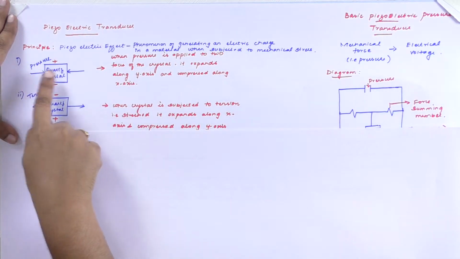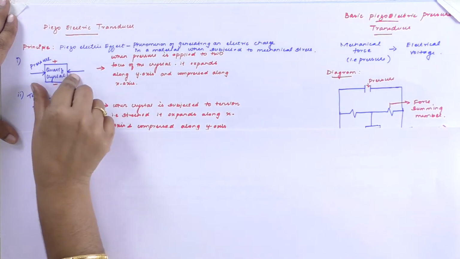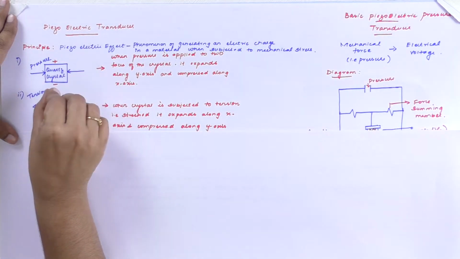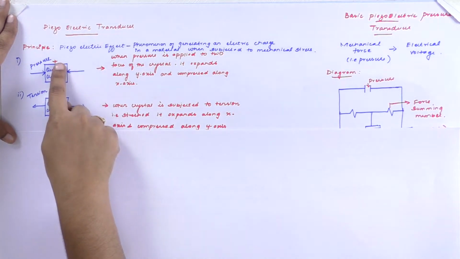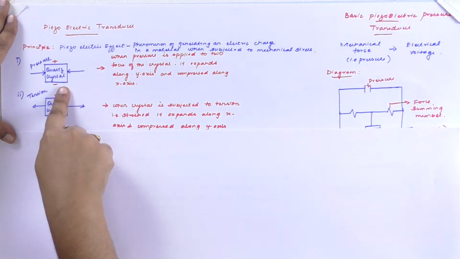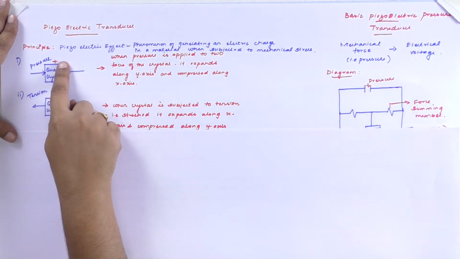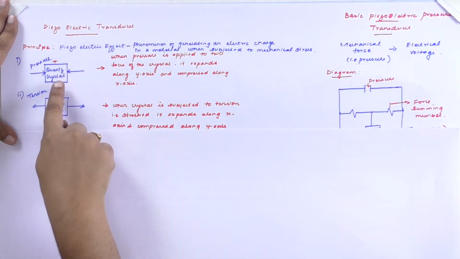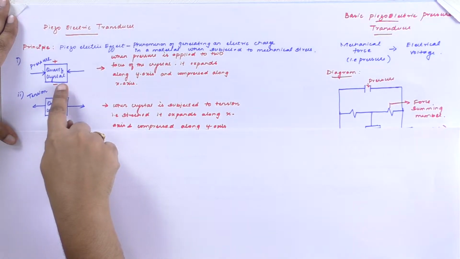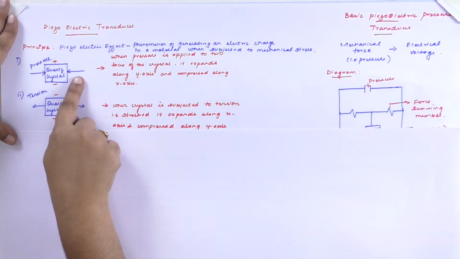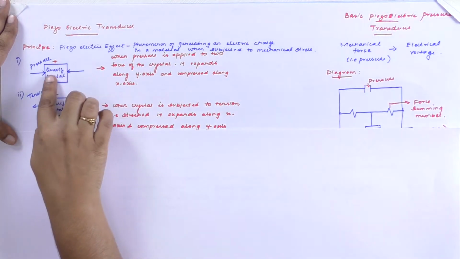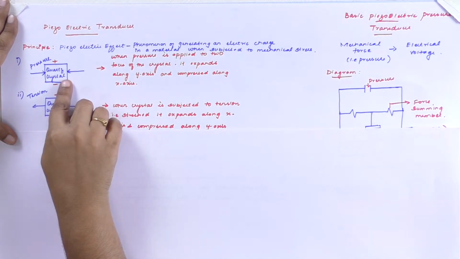So when a pressure is applied to both the faces of the crystal, it expands along y-axis and it compresses along x-axis. So when this happens, charges will develop on the opposite sides of the crystal, that is, one side of the crystal gets positively charged and the other side of the crystal gets negatively charged. So charge is developed on the crystal. Due to the application of pressure on both the sides of the crystal, the charge inside the crystal varies, and the variation in the charge can be measured as an electrical voltage.